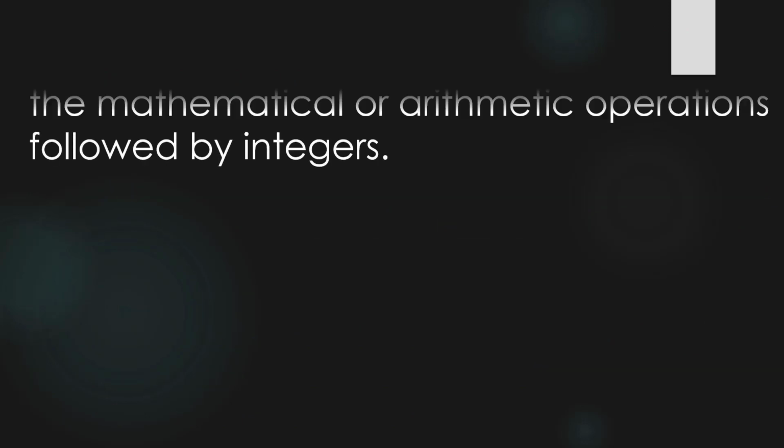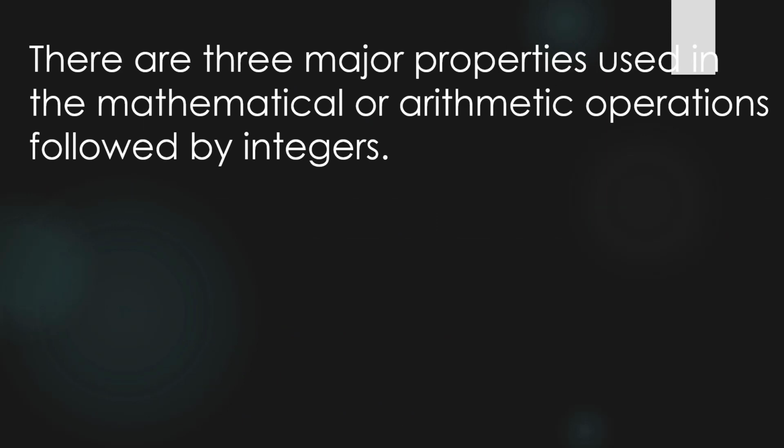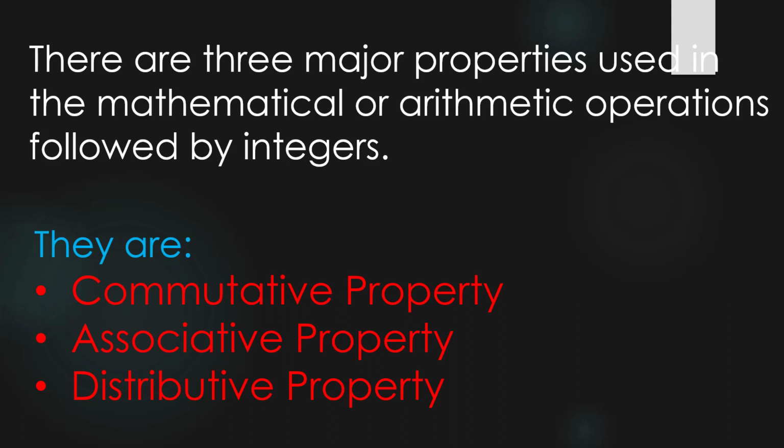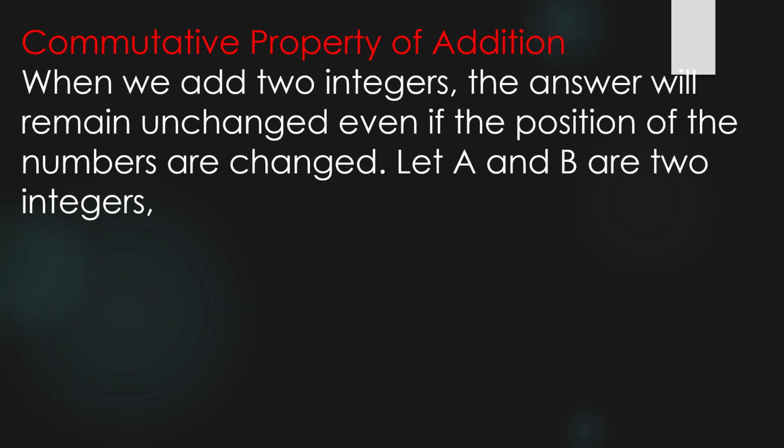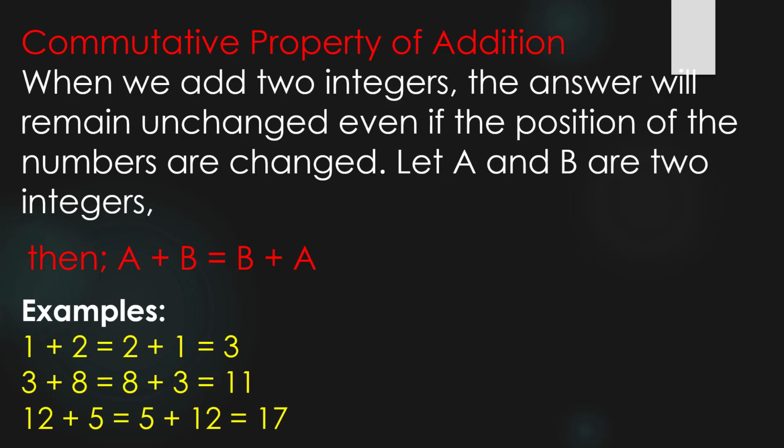of their order. There are three major properties used in mathematical or arithmetic operations followed by integers. They are commutative, associative, and distributive property. Commutative property of addition. When we add two integers, the answer will remain unchanged even if the position of the numbers is changed. Let a and b be two integers. Then a plus b equals b plus a. Let's have an example. 1 plus 2 equals 2 plus 1, that equals 3.